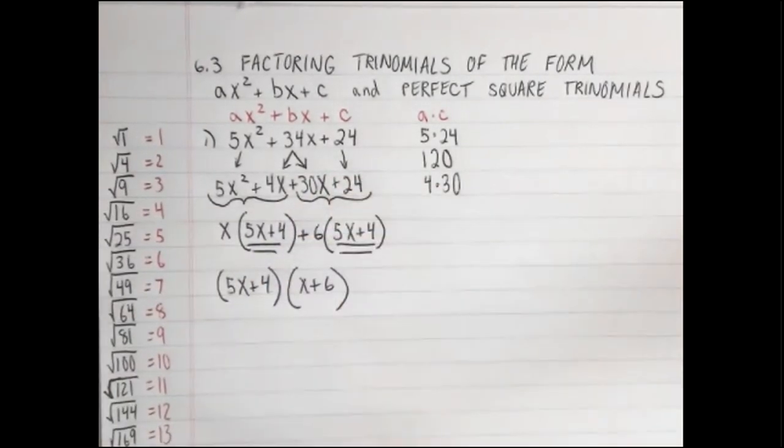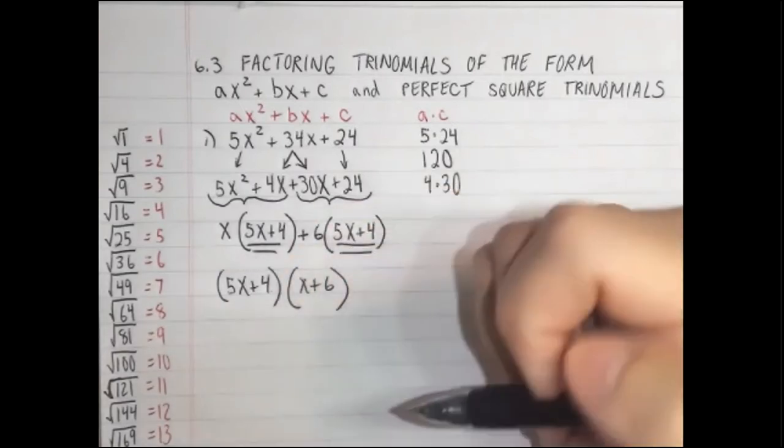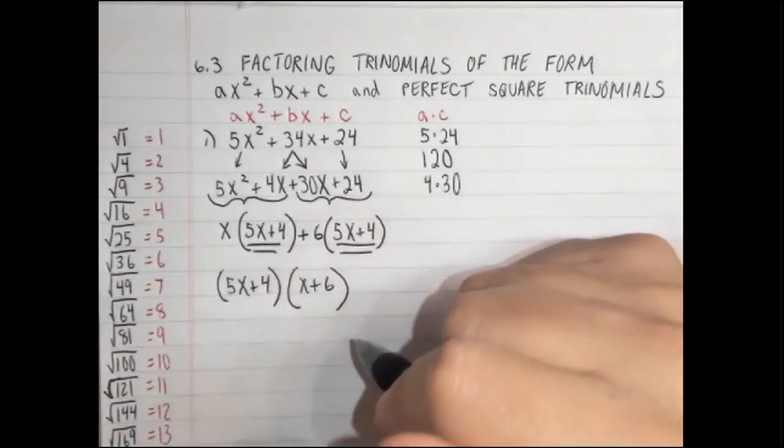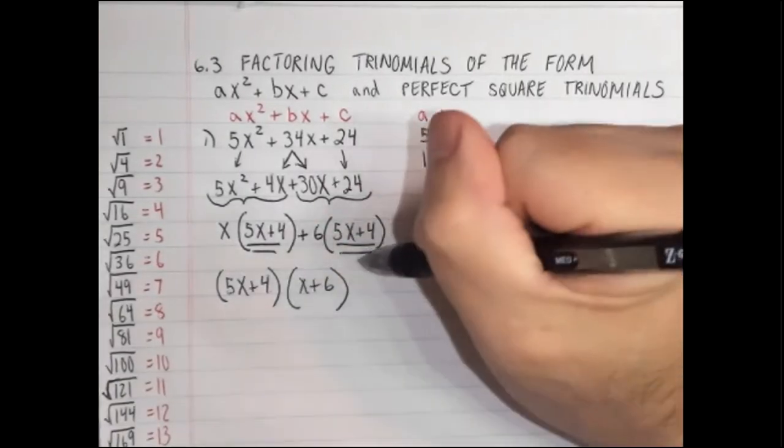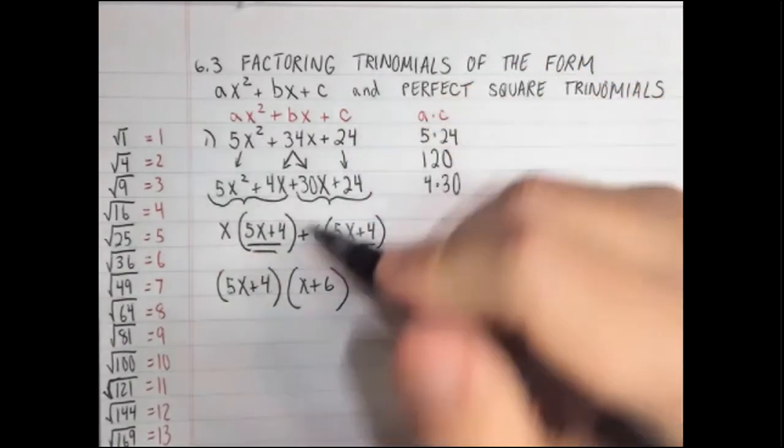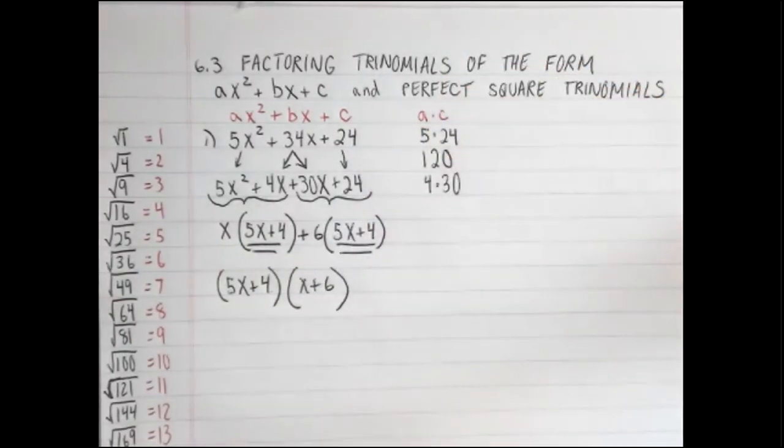And we are done. If we're in a test setting, you maybe want to factor it all the way back. But when you do factor it all the way back, it'll come back to 5x squared plus 34x plus 24. So that's how we are going to do these. And we're going to do, like I said, a bunch of examples of this. So hopefully you'll start to understand kind of what we're doing.